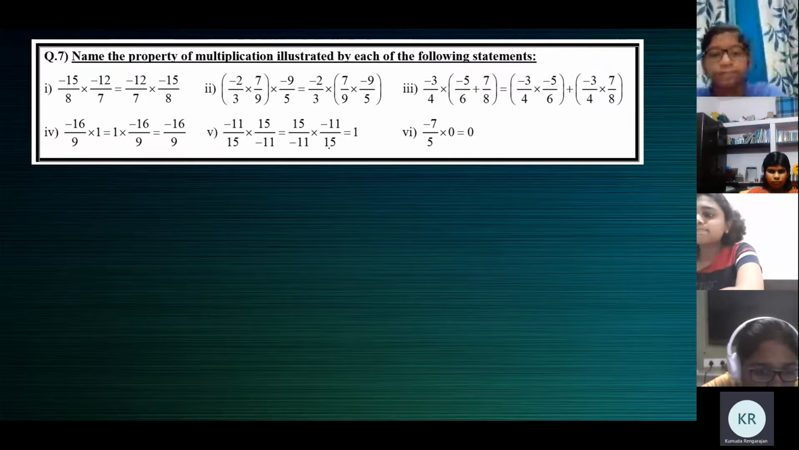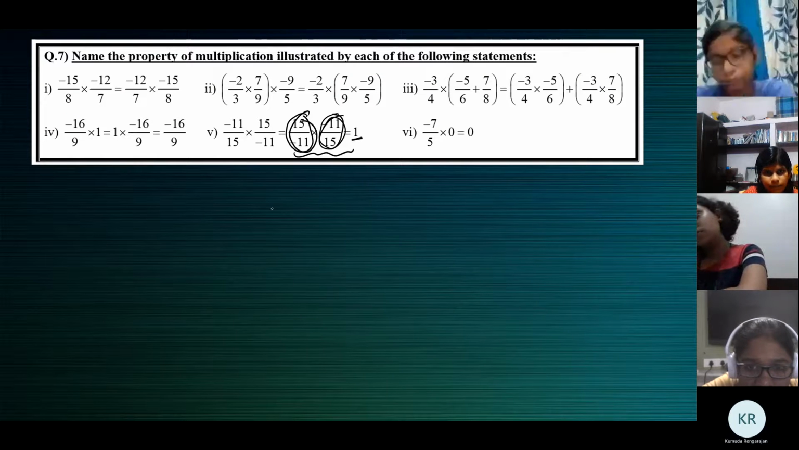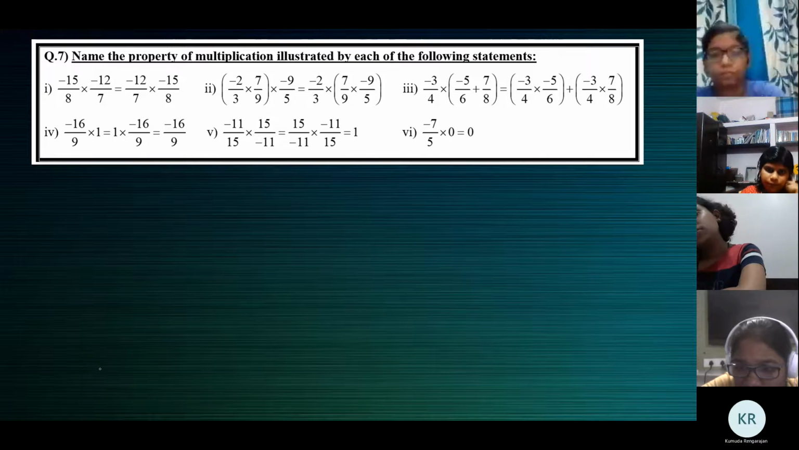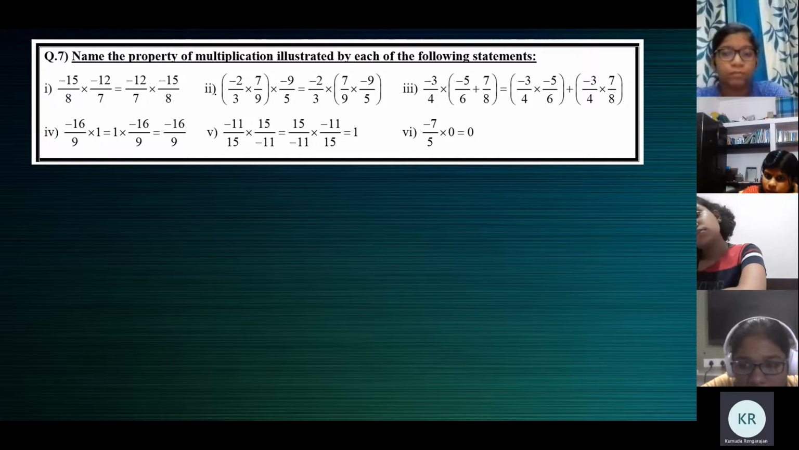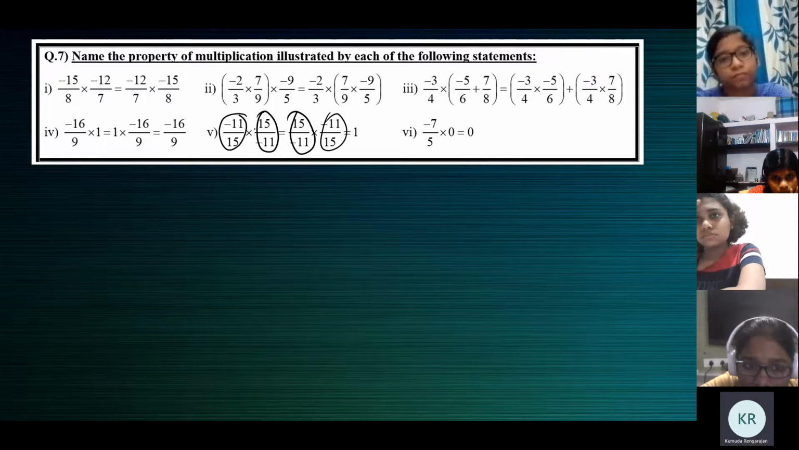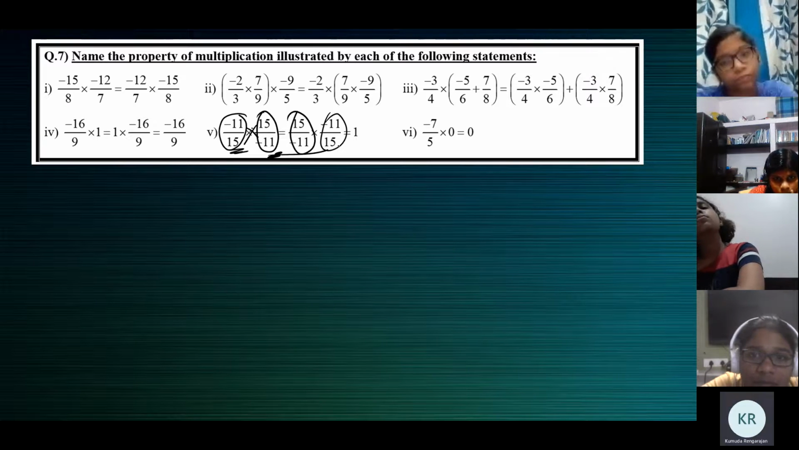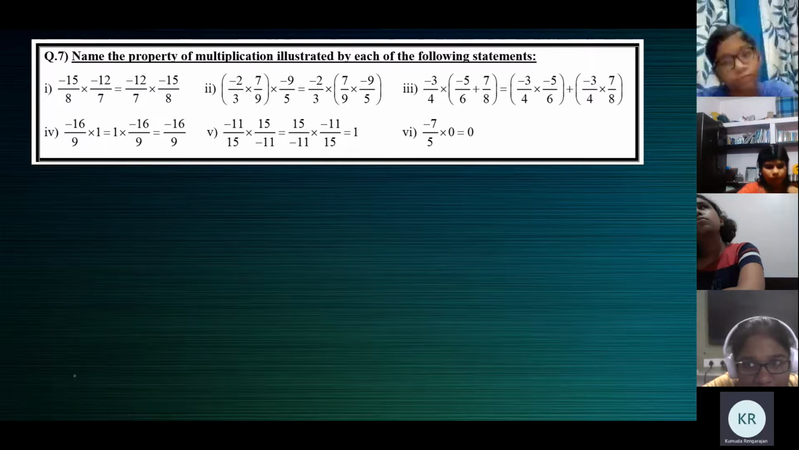We've written that as a continued statement. If you treat this one as a rational number and this one as its inverse, the product of the rational number and its inverse is this one. The product is 1. So what is illustrated here? Rational number inverse. The product of a rational number and its inverse is 1. So it represents the multiplicative inverse of rational numbers.